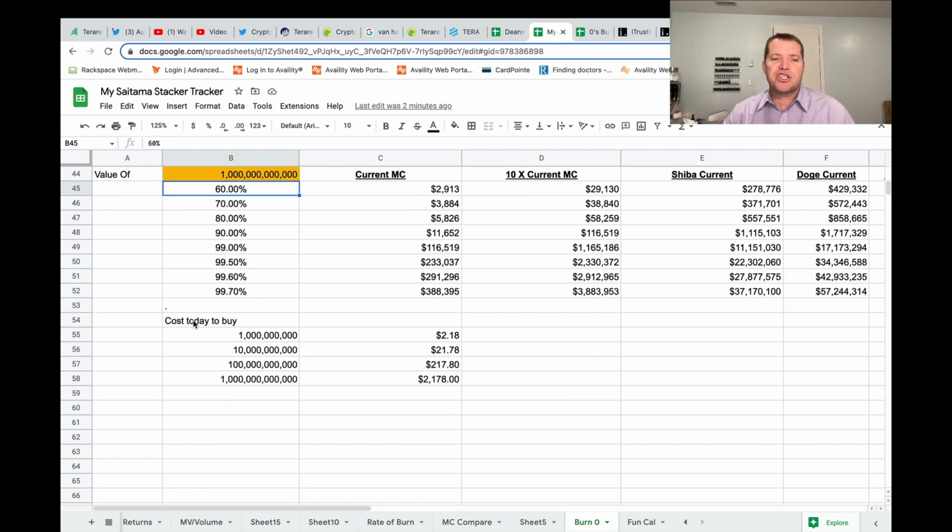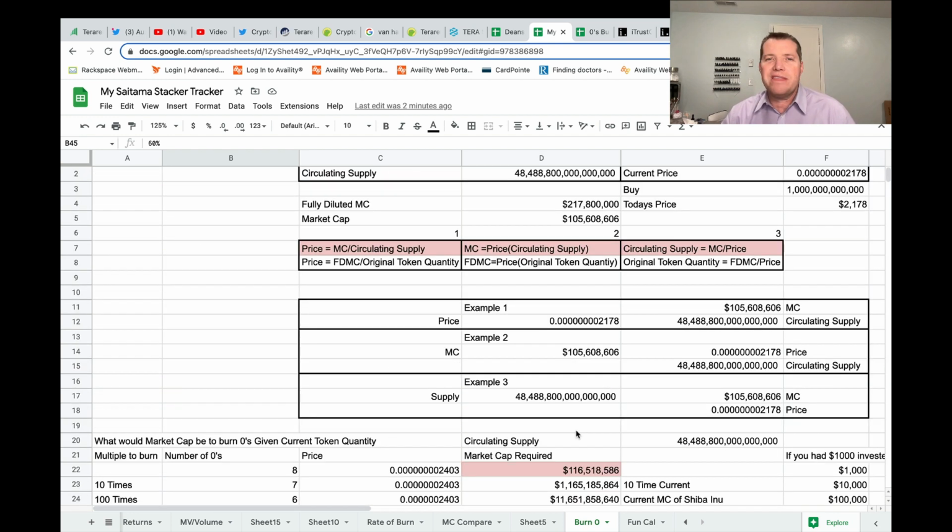And down here, it shows you at today's prices what it would cost you to buy a billion, 10 billion, 100 billion, and a trillion tokens. Okay. So hopefully that makes sense. I know that it's a little bit complicated, but I like numbers and I like thinking through things. This just kind of gives you an idea of how this price mechanism in crypto works. So hopefully this helps you understand how you've got two ways to win with Terareum. One is an increasing market cap. The other is decreasing the supply of tokens through the burn mechanism.